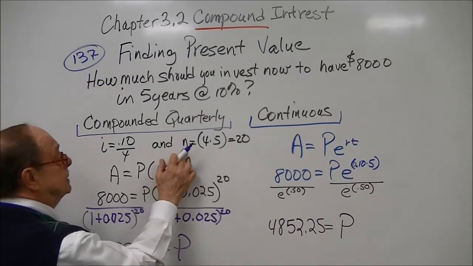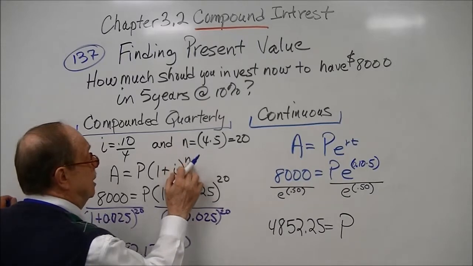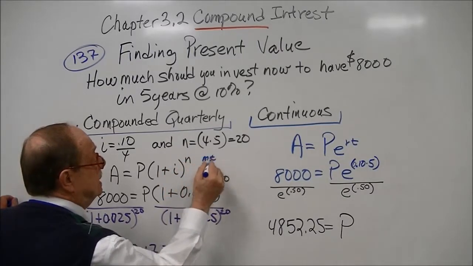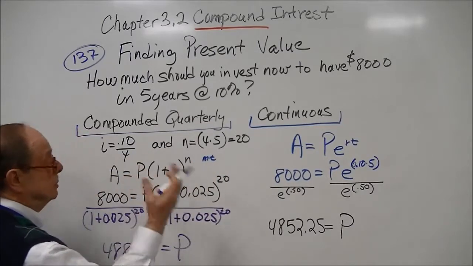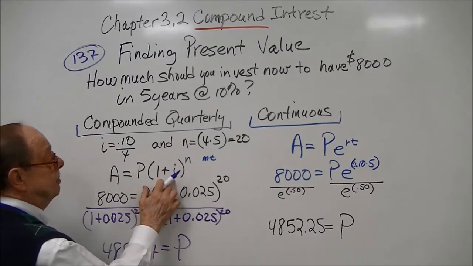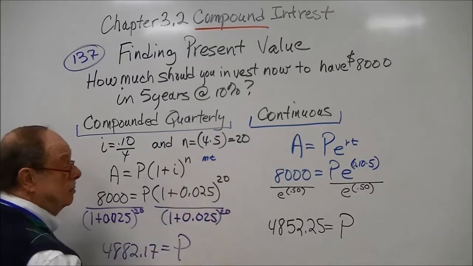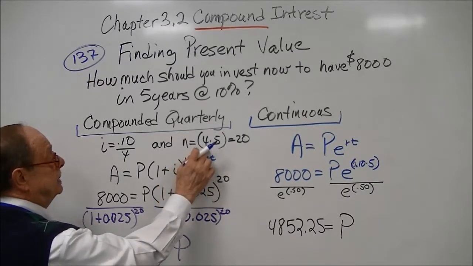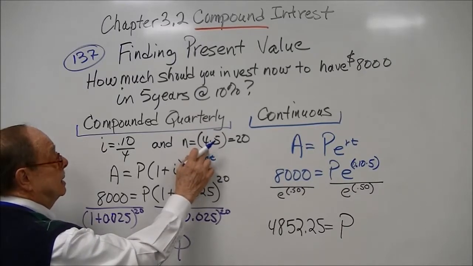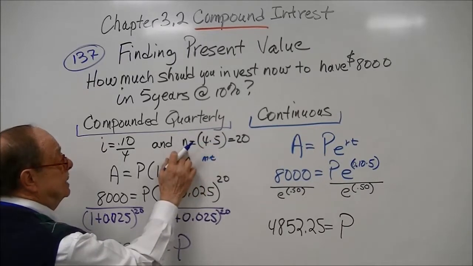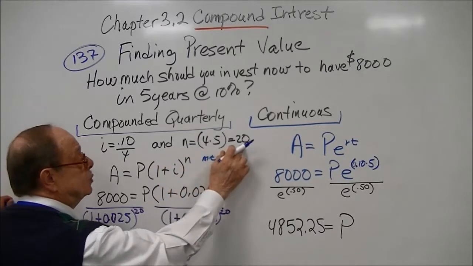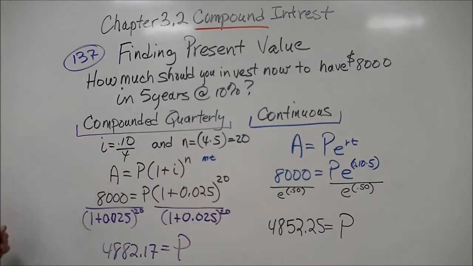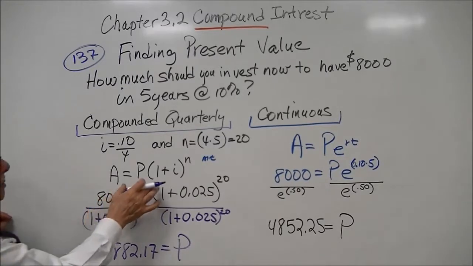And then they introduce the letter N up over here, which used to be M times T, the number of times you were compounding something times the number of years. So they're using that value. And again, it's quarterly for 5 years. So in this case, N is 20, 4 times 5. So this is the formula they give.